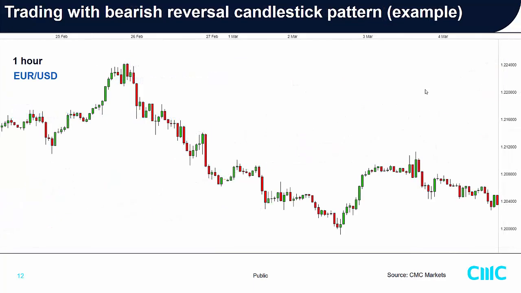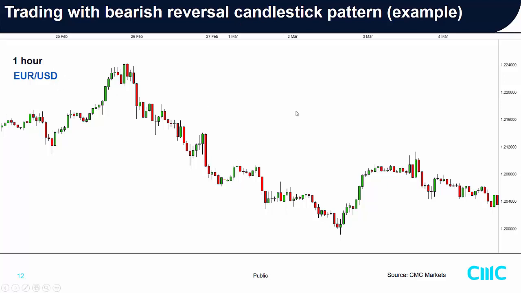All right, now moving on to an example where I share with you trading with a bearish reversal candlestick pattern. Now I'm using the 1 hour chart. So I share with you that reversal candlestick patterns can also be seen on lower time frame charts like the hourly chart as well. Now this is the euro dollar FX market.